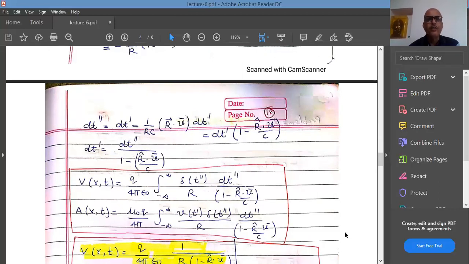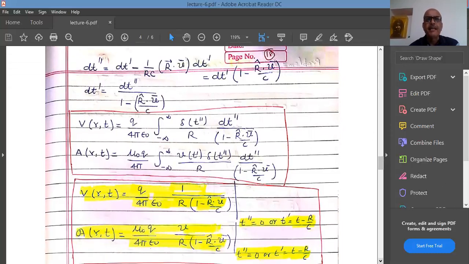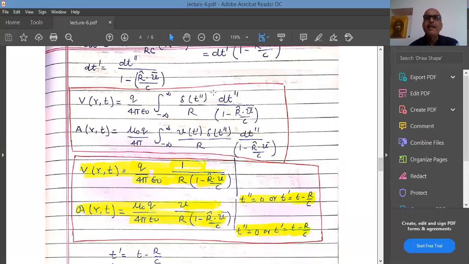So now we substitute it in the expressions for V and A. Once we get these expressions, we get something like this. Now we make use of the fourth property of our Dirac delta function. What is the property? Whatever appears along with the delta function, delta of x minus a, if we put x minus a equal to 0 in the function, then we can evaluate this integral. So here q upon 4 pi epsilon 0 will remain as it is. The function is 1 over r, and inside the bracket we have 1 minus r dot v over c, at t double dash equal to 0. x minus a equal to 0 means x is equal to a. Here we have taken t double dash equal to 0, which means the value of this function at t dash equal to t minus r over c.